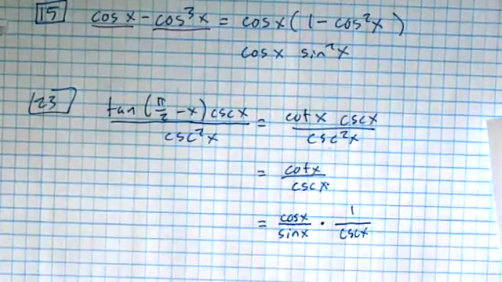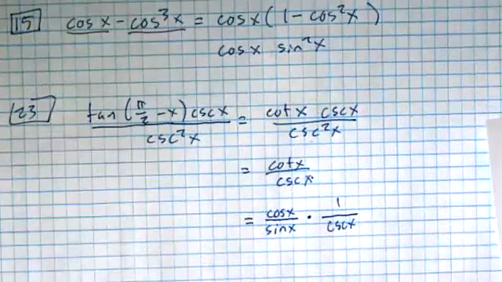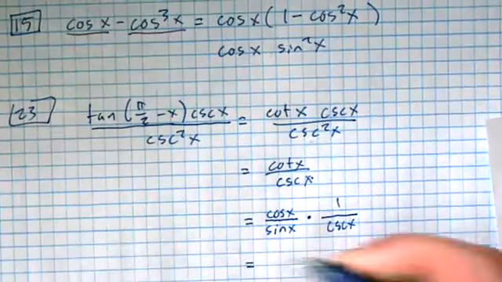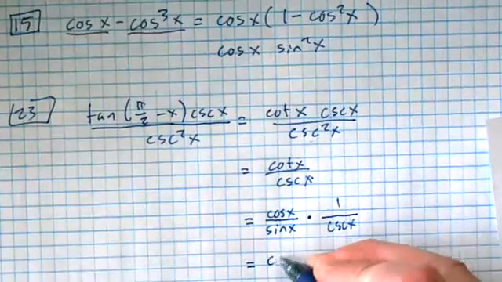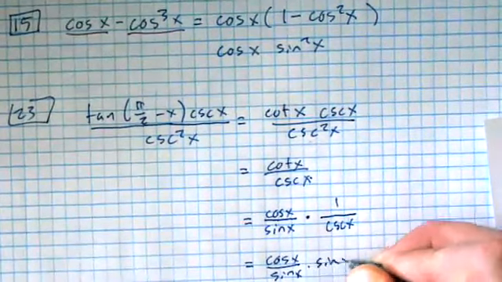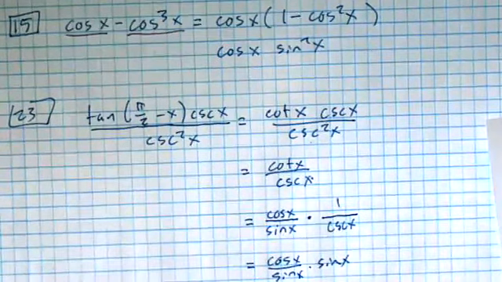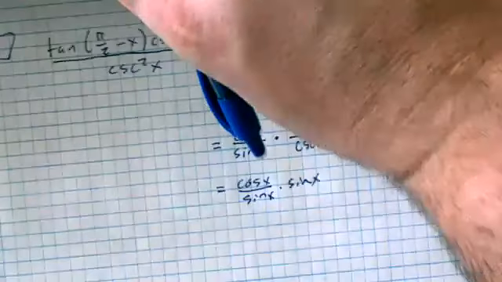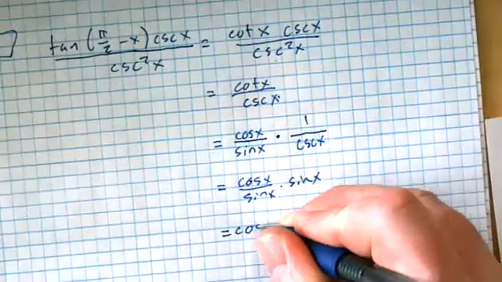And anything else we can do? Oh, 1 over cosecant is sine. And that'll cancel with that sine on the bottom. So the final simplified version would just be cosine.